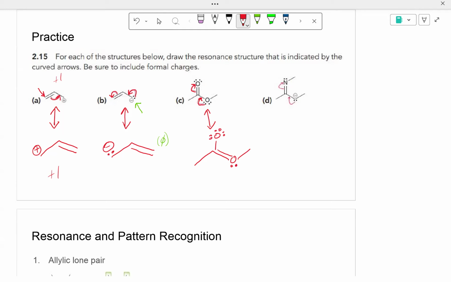Now let's deal with charges. So let's start with this oxygen here. I'll just highlight it. It started out as 0. Now it has an extra lone pair on it. An oxygen with 3 lone pairs is always going to have a formal charge of -1. Now the other oxygen lost a lone pair, so it will develop a formal charge of +1.